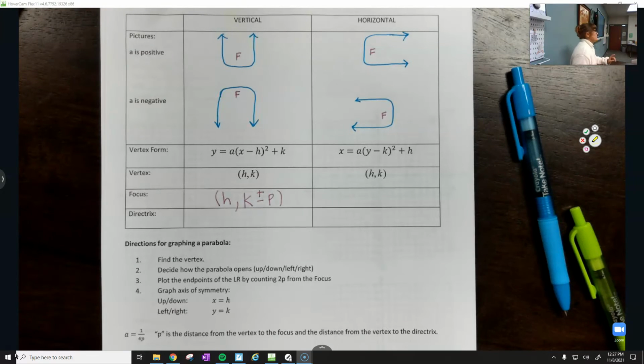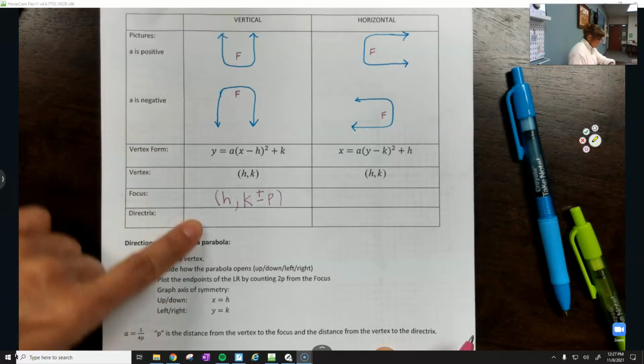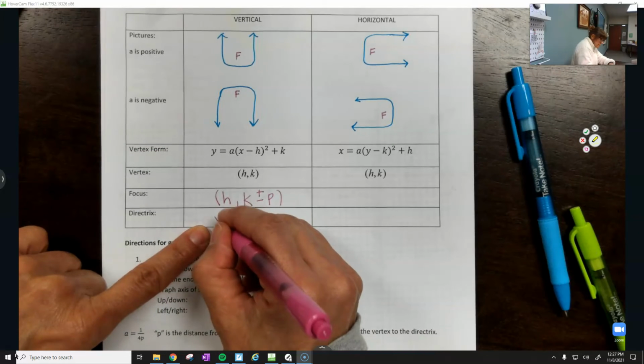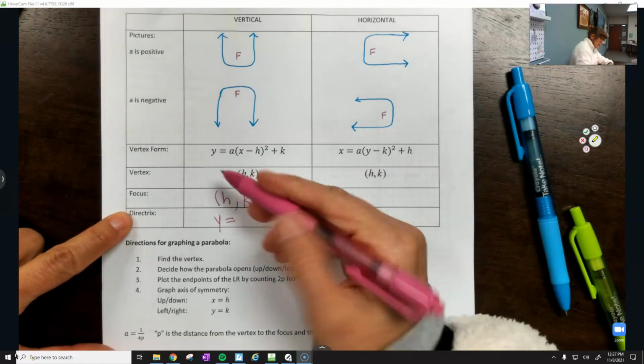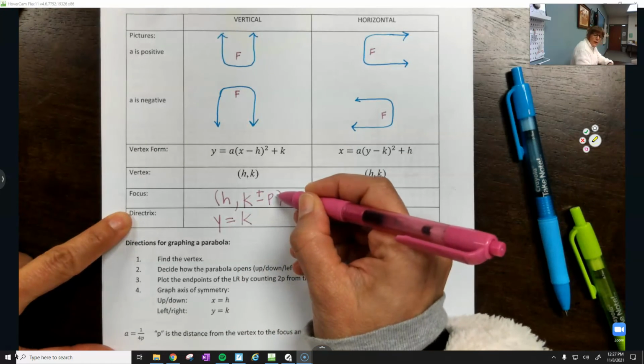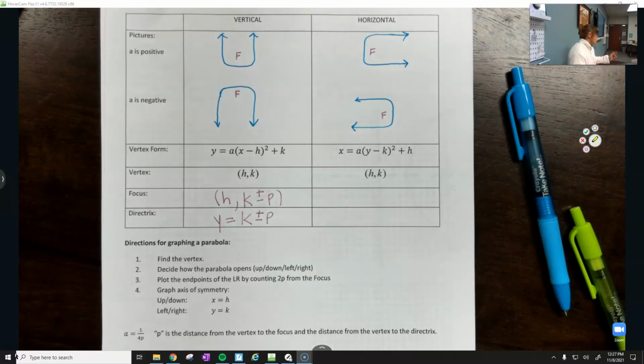Now remember, the directrix always starts with the same exact letter that the equation does. So if the equation starts with the letter Y here, then so does the directrix. And remember, we placed the directrix based on our friend P. So if the P is one way for the focus, it is the other way for the directrix.